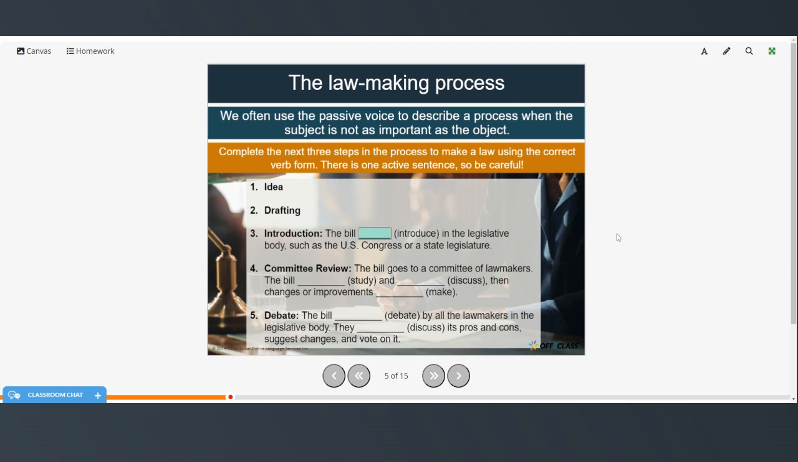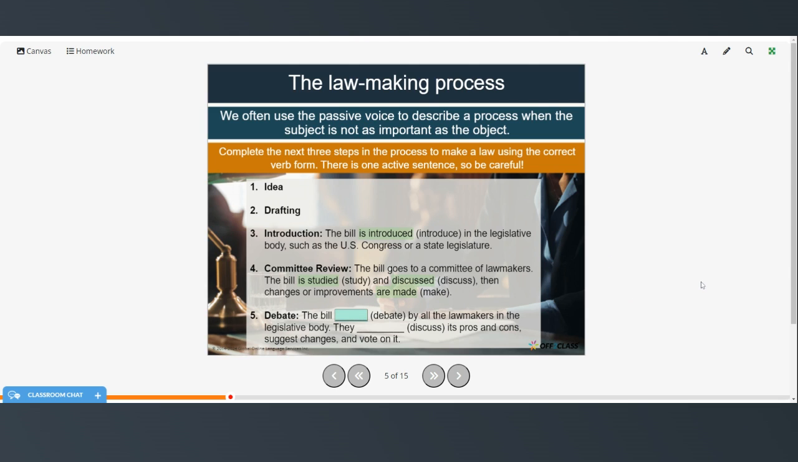Step number 3 in the lawmaking process is introduction. We would say the bill is introduced in the legislative body, such as the U.S. Congress or a state legislature. The bill goes to a committee of lawmakers. The bill is studied and discussed. Then changes or improvements are made.